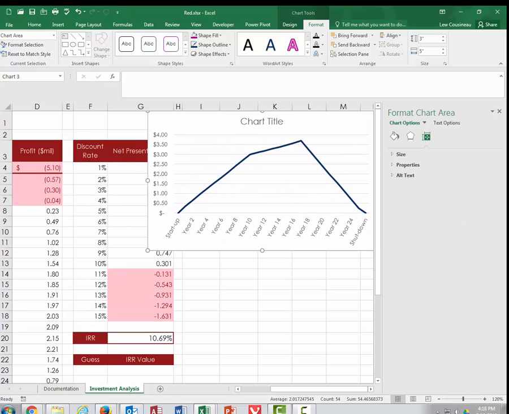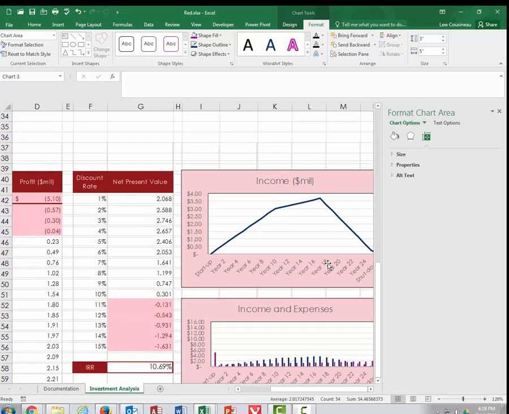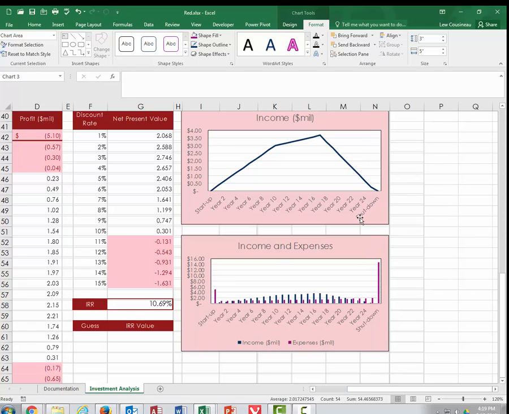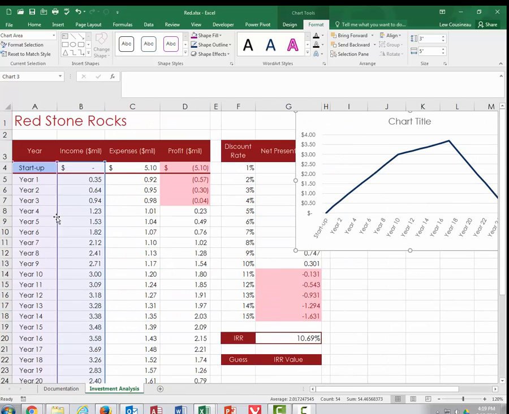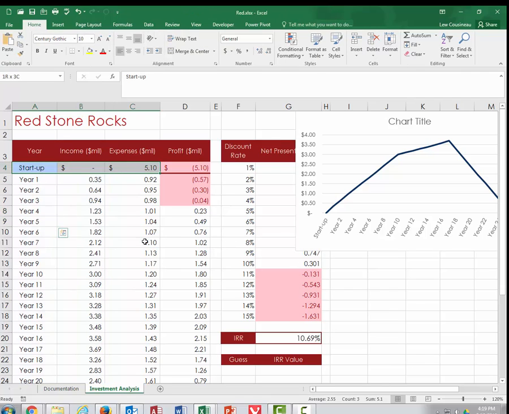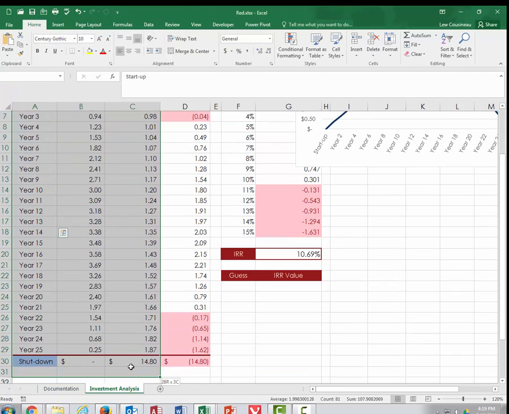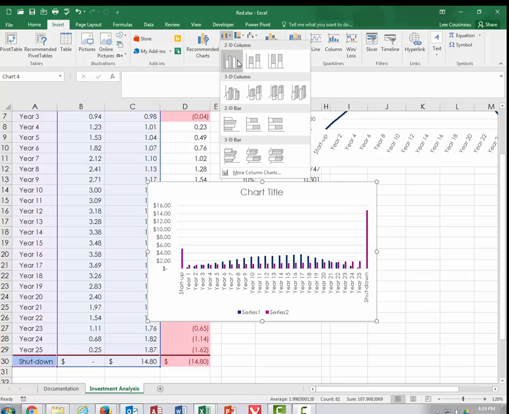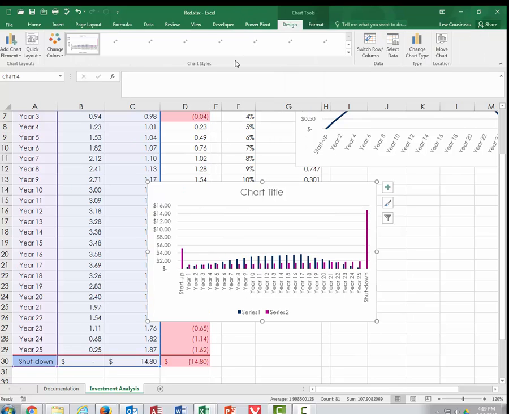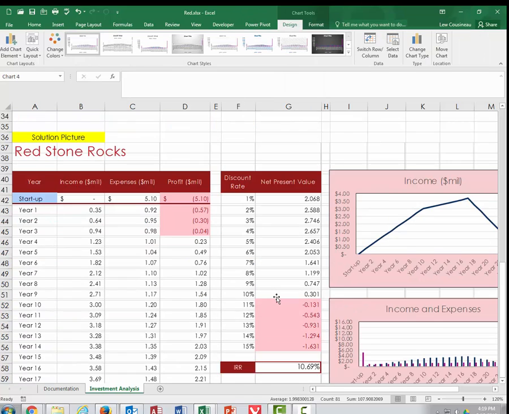And finally, let's go to our clustered column chart. Looking at our solution picture, I'll close this out. It does again look similar, income and expenses, with our labels being the startup year. So I can now basically just grab all of that range and go to insert chart. Here's your clustered column chart 2D. For the most part, that's your income and expenses.